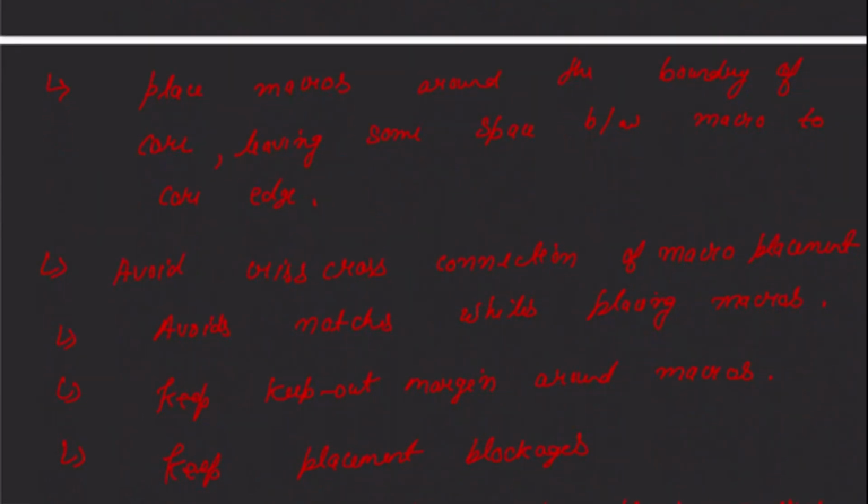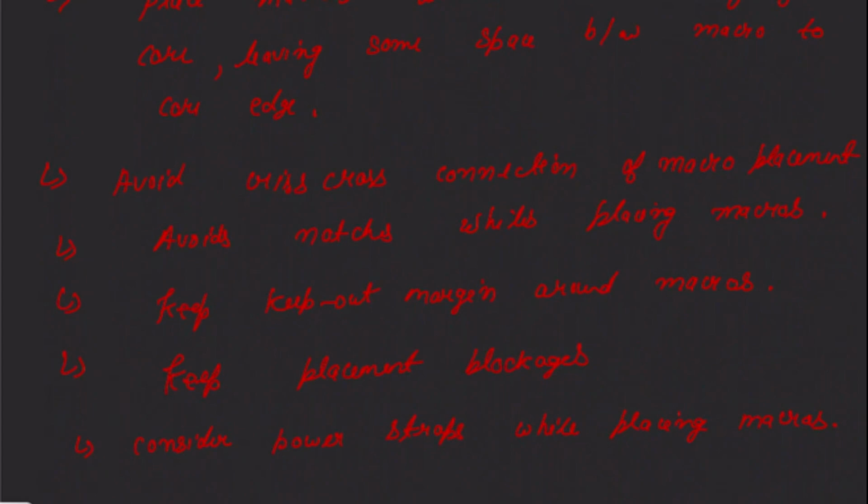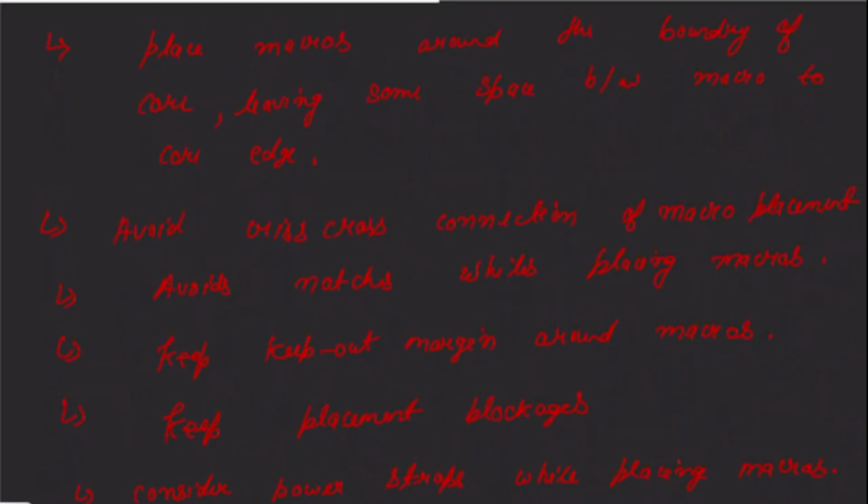Avoid cross connections in macro placement. Avoid notches while placing the macros. There should not be any notches present while placing the macros. If it is unavoidable, then use blockage. Keep a keep-out margin around the macros, which will stop the placement of standard cells around the macros. Keep the placement blockage. Consider the power strap while placing the macros. So these are the basic guidelines we need to follow while placing the macros.